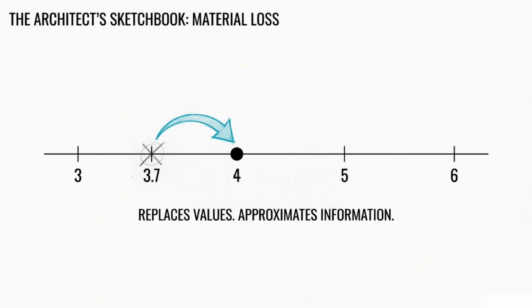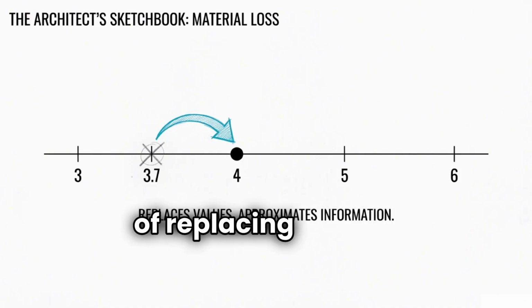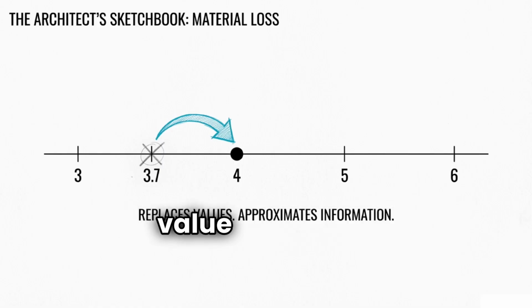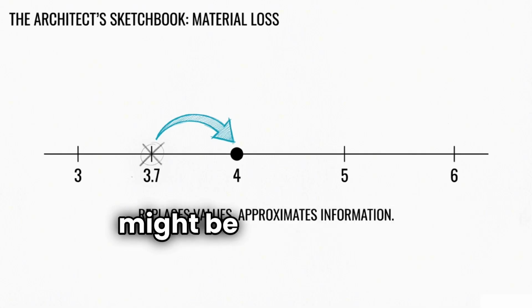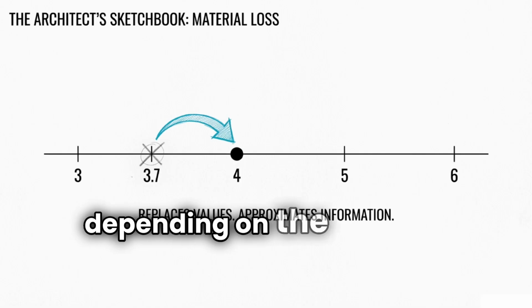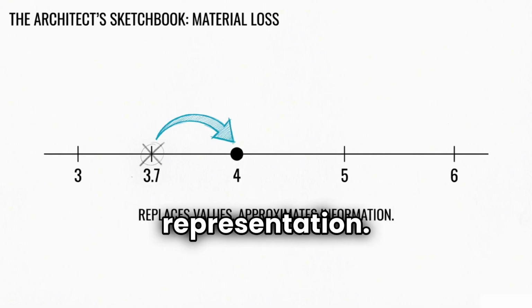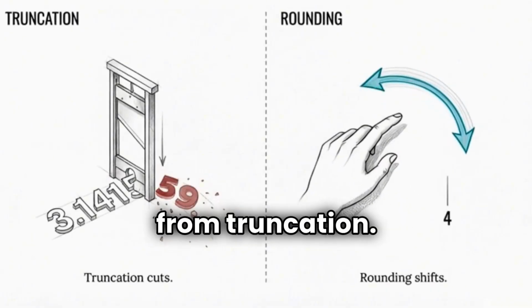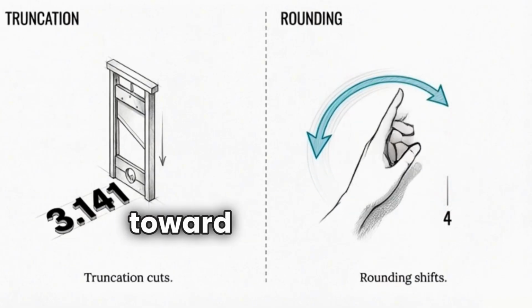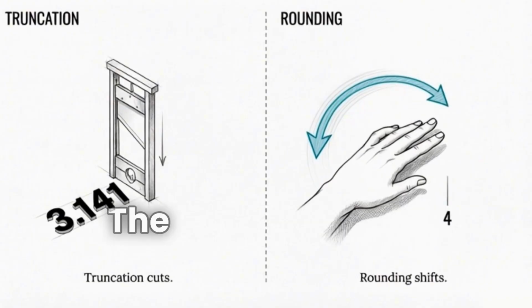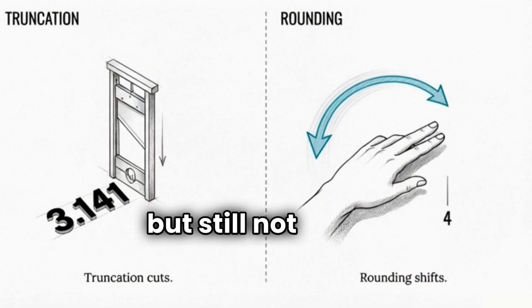So what is rounding? Rounding is the process of replacing a value with a nearby representable value, according to a defined rule. Instead of discarding information outright, rounding approximates it. For example, a value of 3.7 might be rounded to 4, or to 3.5, or to 3.75, depending on the rounding method and the target representation. Rounding is different from truncation. Truncation cuts off data at a boundary. Rounding shifts data toward the nearest, allowed value. The result is closer to the original, but still not exact.